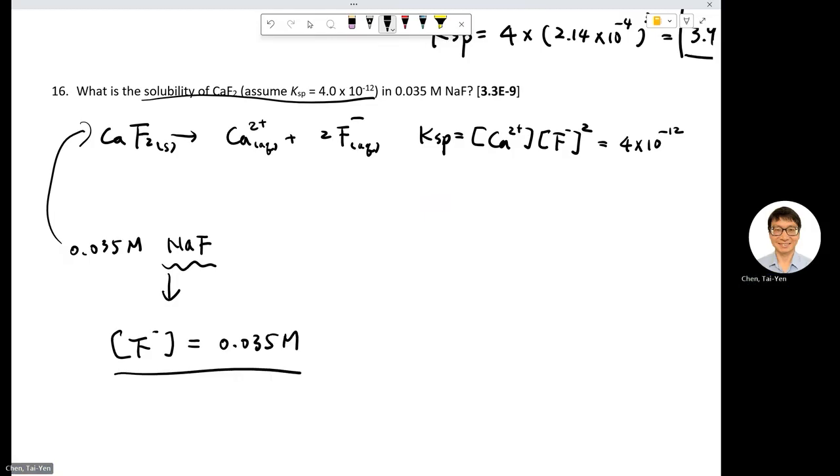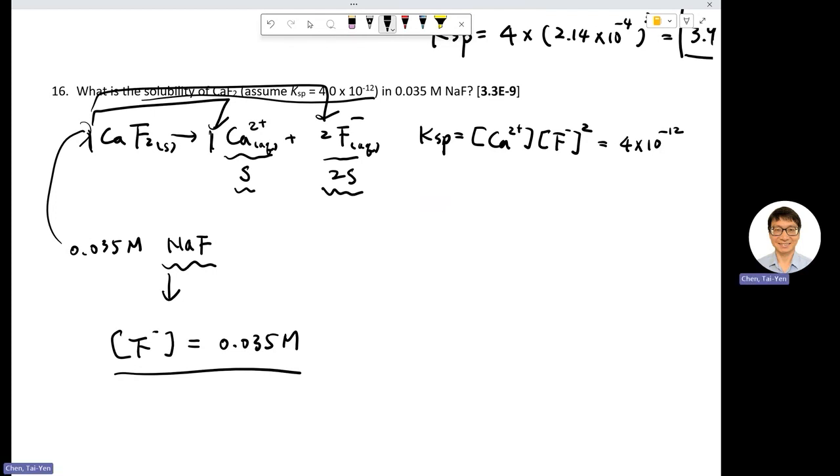Right? So let's say the solubility of your Ca2+ is S, then F minus will be 2S. Again, this comes from the coefficient. This is actually 1 to 1, therefore we put S here. This is actually 1 to 2, therefore we put 2S here.